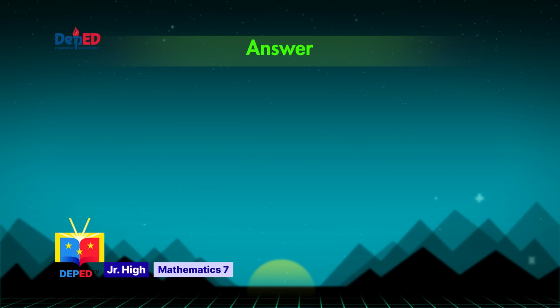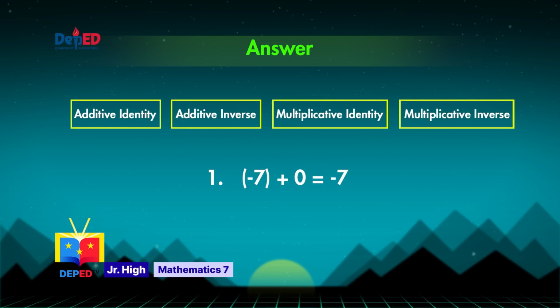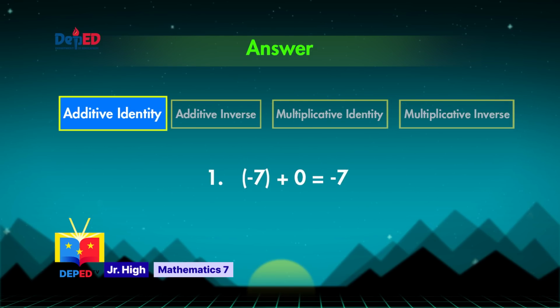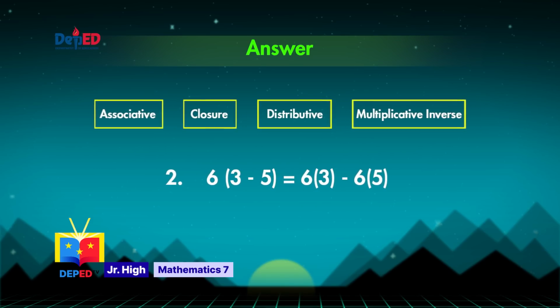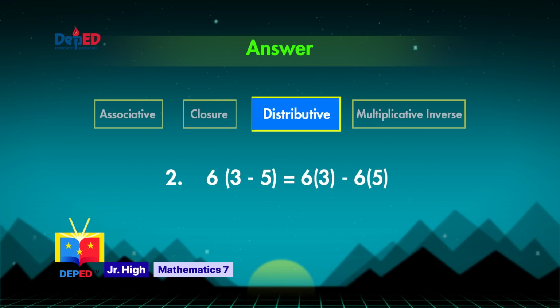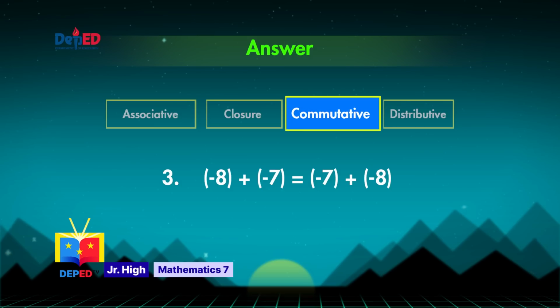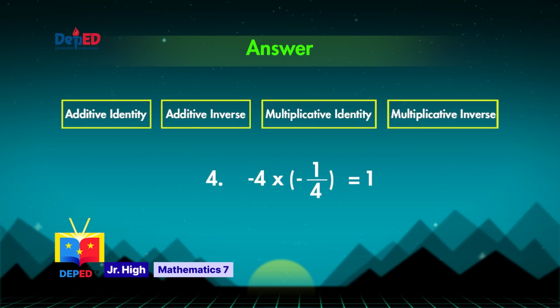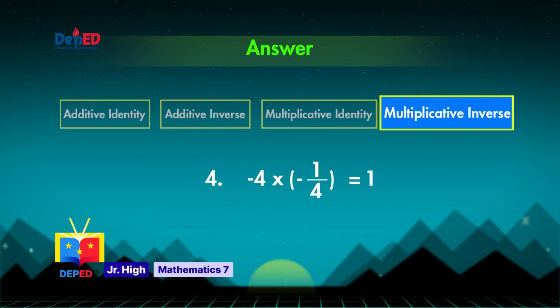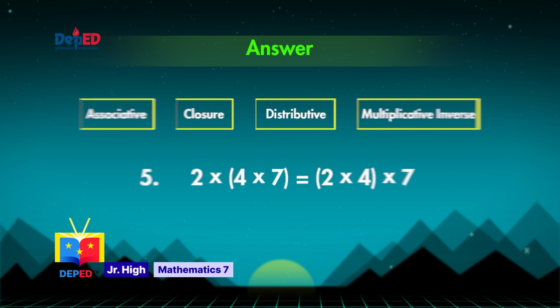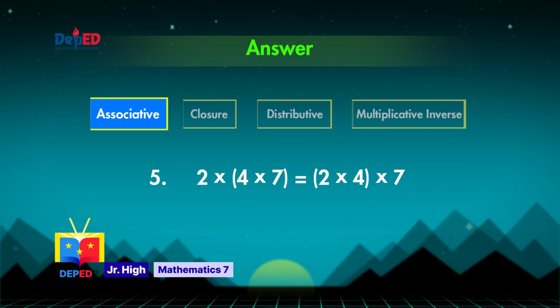Let's check your answer. Number 1. Additive identity. Number 2. Distributive. Number 3. Commutative. Number 4. Multiplicative inverse. And number 5. Associative.